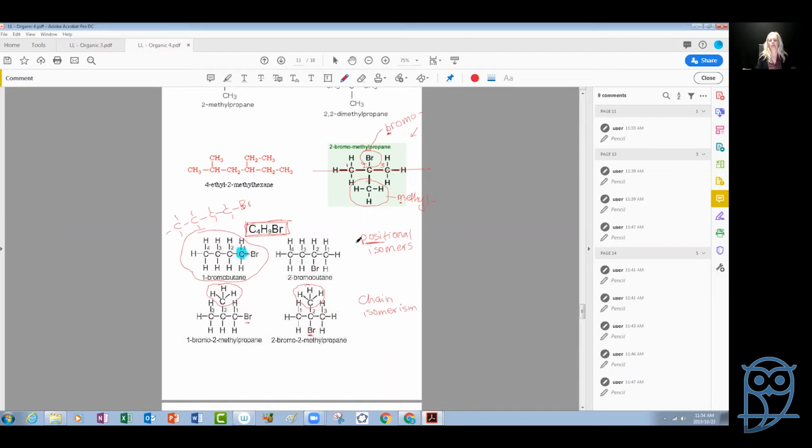So we see a case of positional isomerism in the top two, and here we also see chain isomerism between top and bottom. They are chain isomers, if we go from top to bottom. But remember, which is very important, all of them have the same molecular formula.